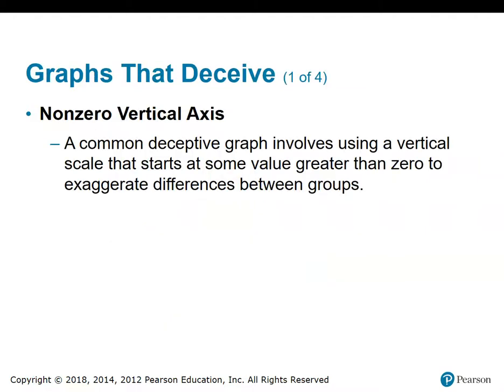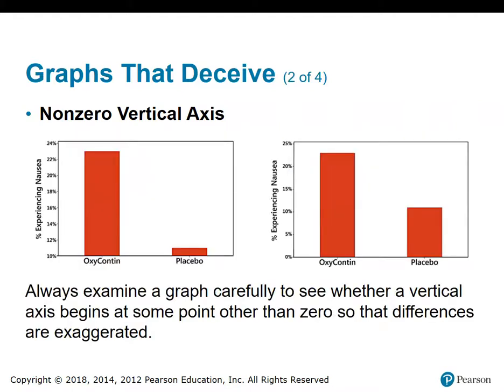Graphs that deceive: non-zero vertical axis. This is kind of similar to what we were looking at before, but it's a percentage, so it should be the same, except for this one starts at 10%, not 0. So it looks like this is a lot bigger gap.